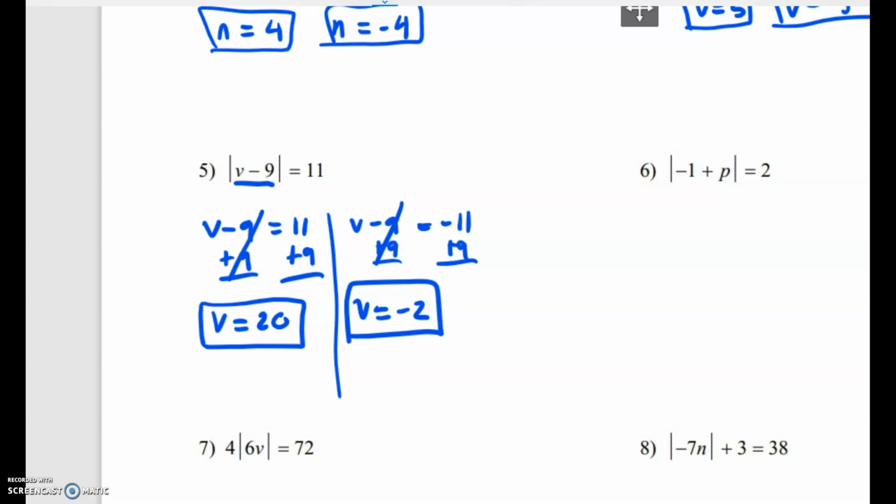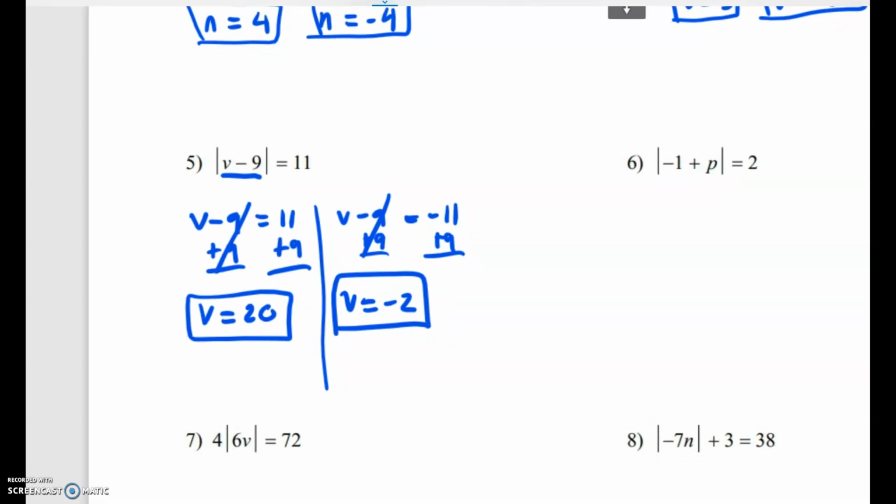All right, let's look at number 6. Number 6 is set up the same way as number 5. Pause the video and see if you can set up your two cases. And if you're comfortable, go ahead and try to solve it, and then resume when you need to.